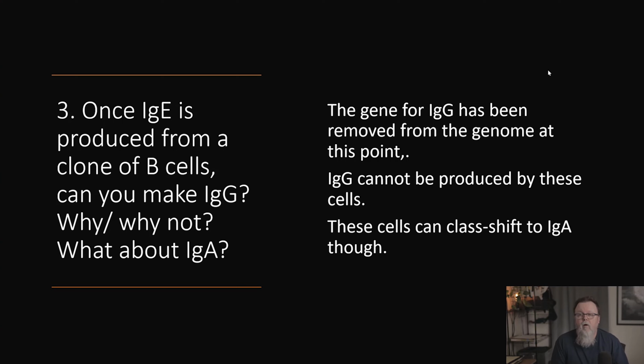However, IgA, the gene for IgA, is downstream from IgE, which means that class switching or isotype switching from IgE to IgA is possible.